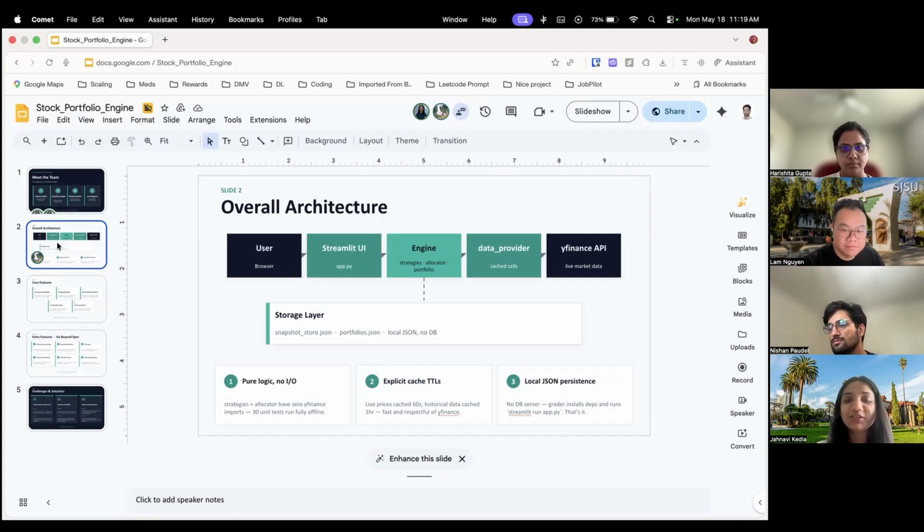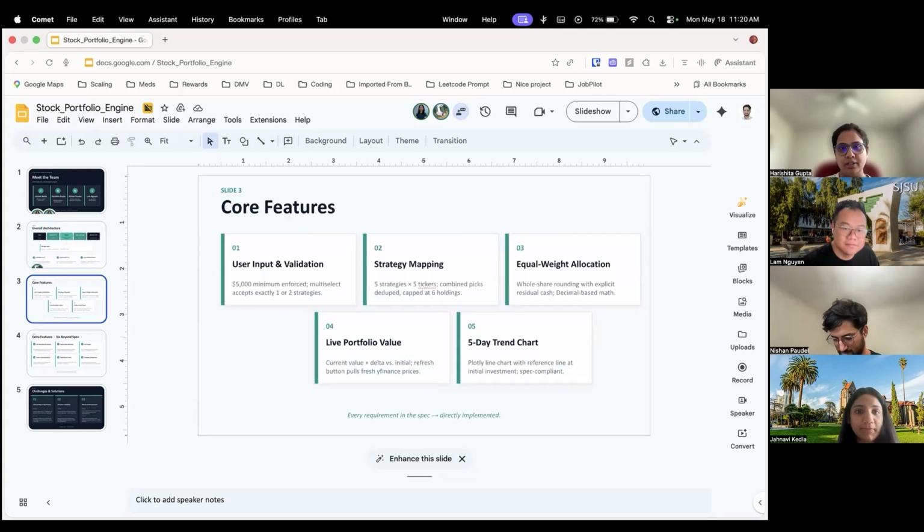3 design decisions worth calling out. We kept all business logic pure and Y Finance free, so our 30 unit test cases run fully offline. Every external API call is cached with explicit TTLs: 60 seconds for live prices, 1 hour for historical data. And persistence is plain JSON, so no extra infrastructure to install. So our core features map directly to the project specification.